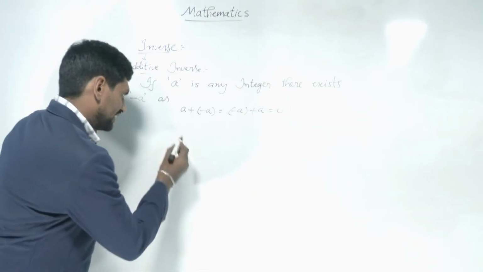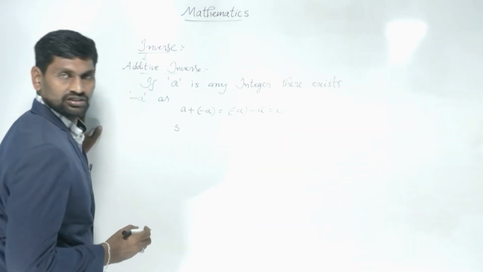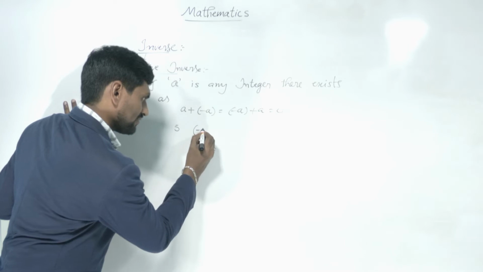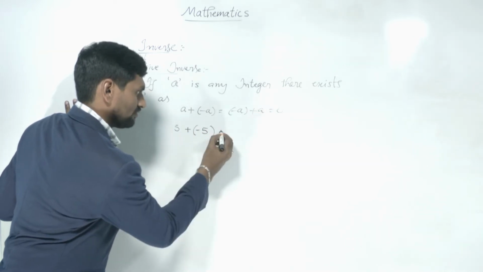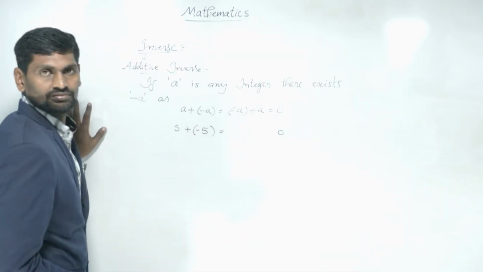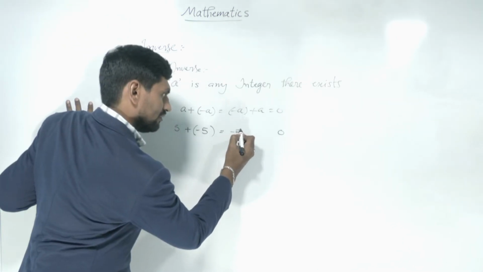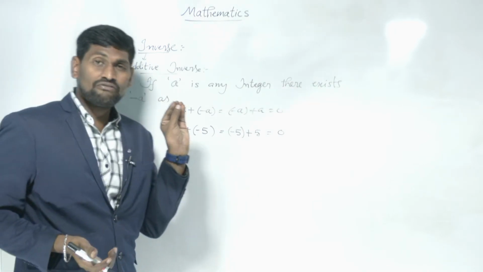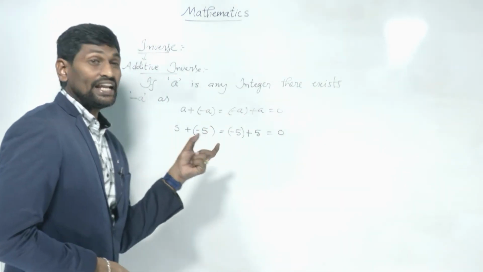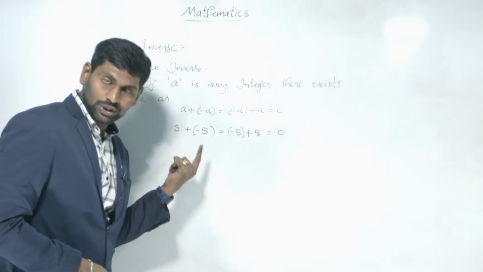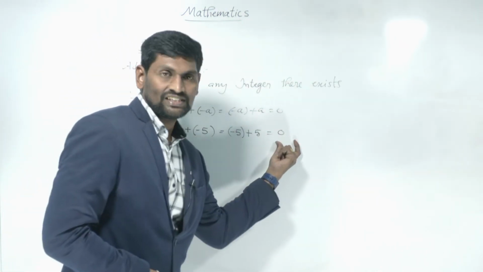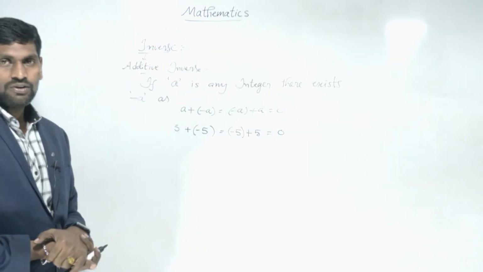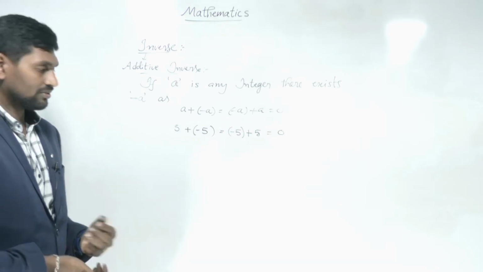For example, if you have 5, definitely we should have minus 5. Add both of them will give the answer 0. If you have minus 5, definitely we should have 5. That means for every positive integer, there exists a negative integer which makes the answer 0.